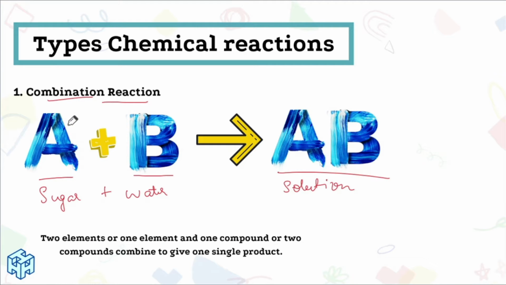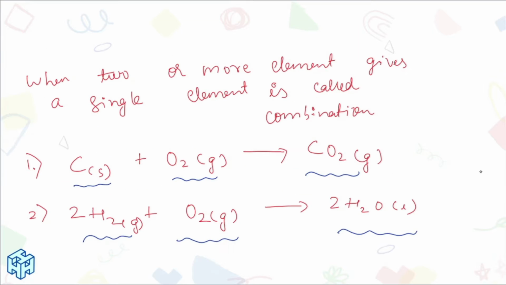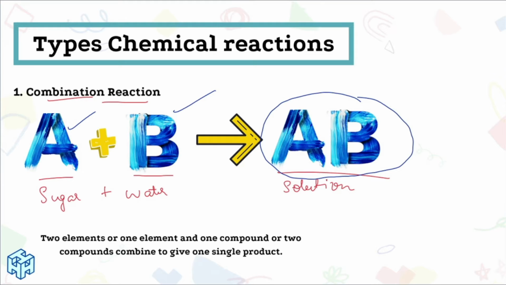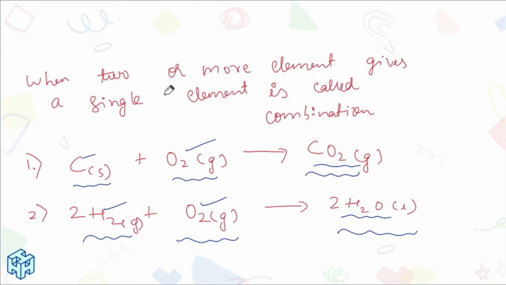See, when two elements, element A and element B, we are adding, we are getting something called AB. AB is a combination of both A and B. Like the example explained here, carbon and oxygen give carbon dioxide, and hydrogen and oxygen give water, H2O. Are you able to understand? Let us recap it. A combination is a reaction when two or more elements give a single element. Yes or no? Yes.